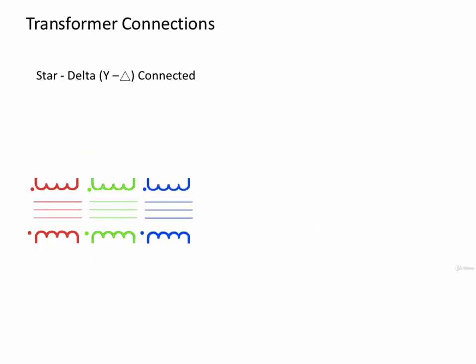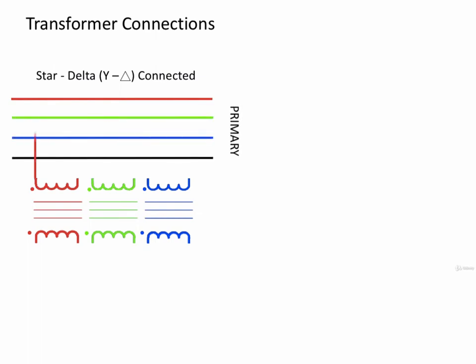For a star-delta connected transformer, we have already gone through the exercise of seeing how the high side of a star-connected transformer is, as well as we've gone through the exercise of connecting the low side in a delta connection. However, I'm going to go through the process now because this is the first time we're looking at connecting Y across to a delta.